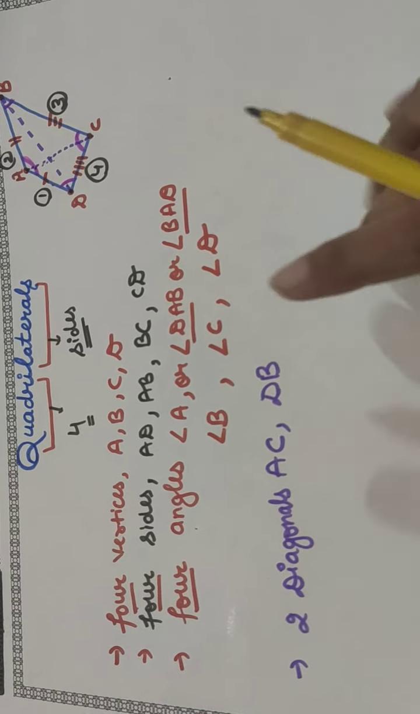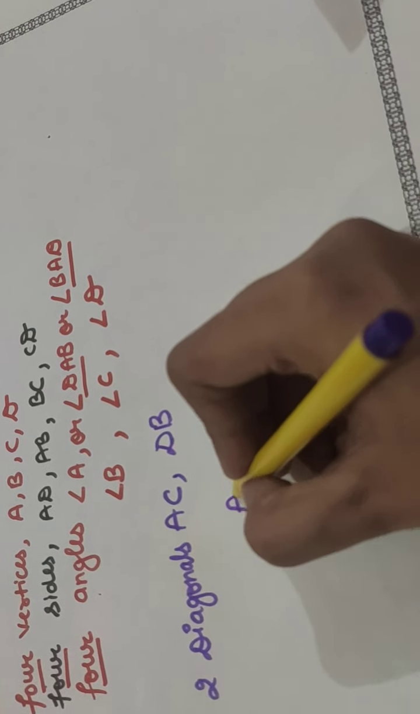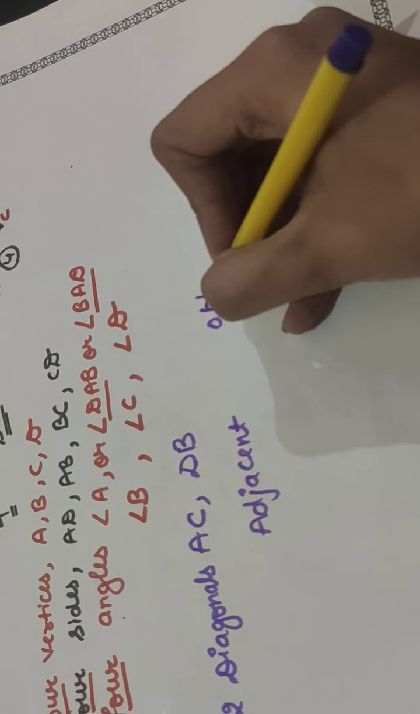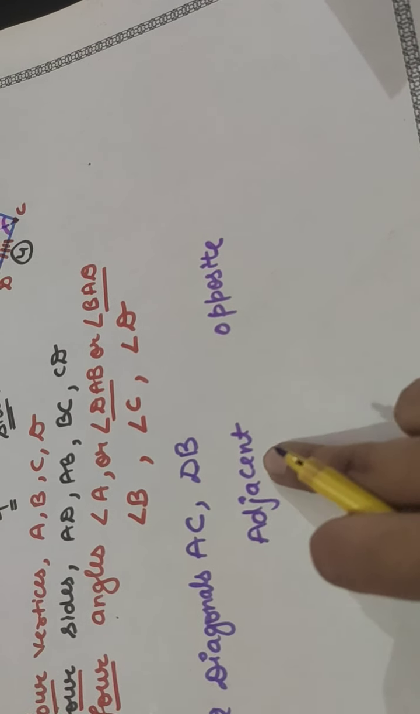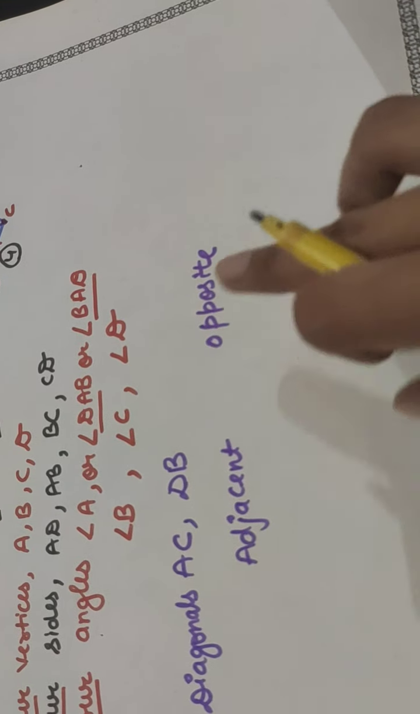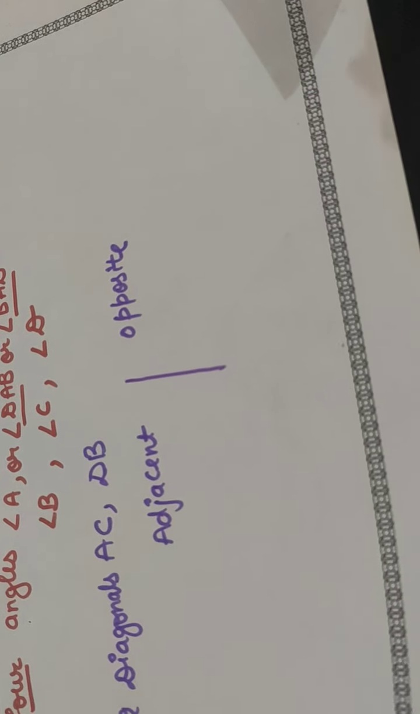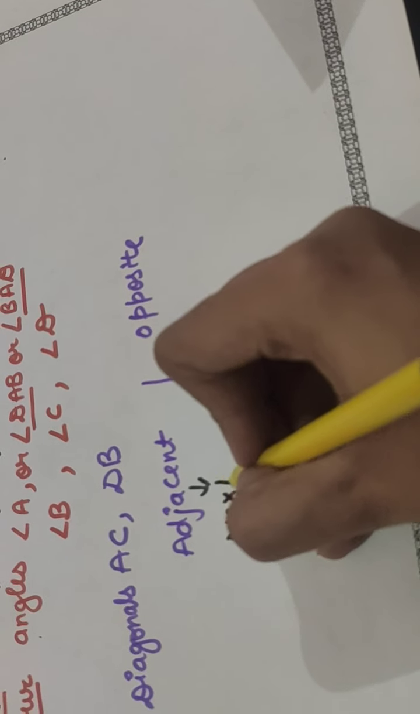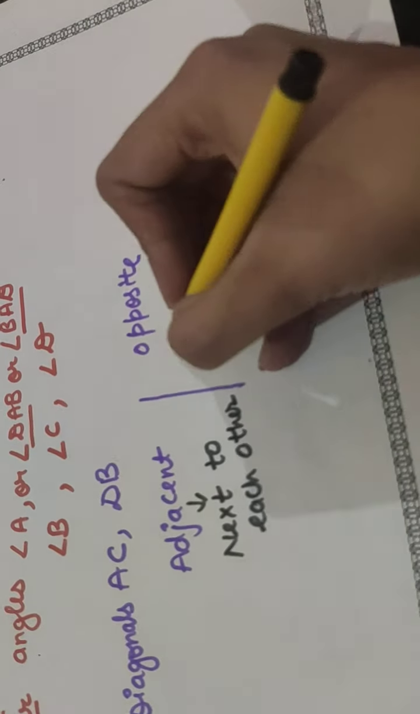Now there is one more thing, bacha. In the quadrilateral chapter you will see two words named adjacent and opposite. We are going to study adjacent sides and adjacent angles. Similarly, opposite sides and opposite angles. But first you have to understand the meaning of adjacent and opposite. So what is the meaning of adjacent, bacha? Adjacent means next to each other and opposite is not next to each other.